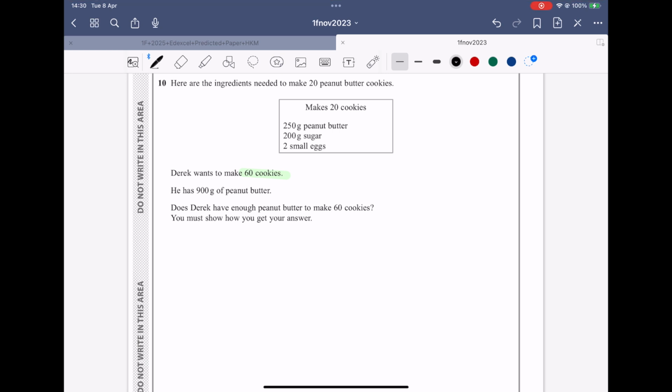Alright. Super simple. We're going from 20 cookies to 60. So we're just timesing by 3. We've got 250 grams. Times by 3 is 750 grams.